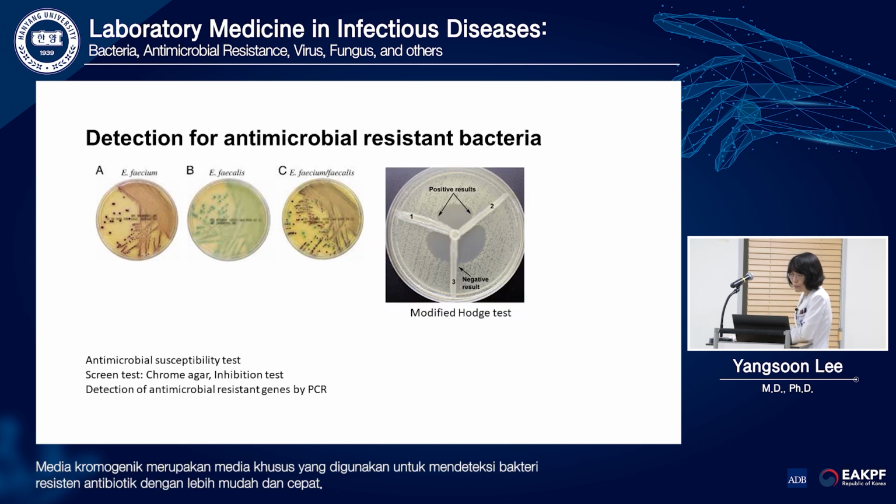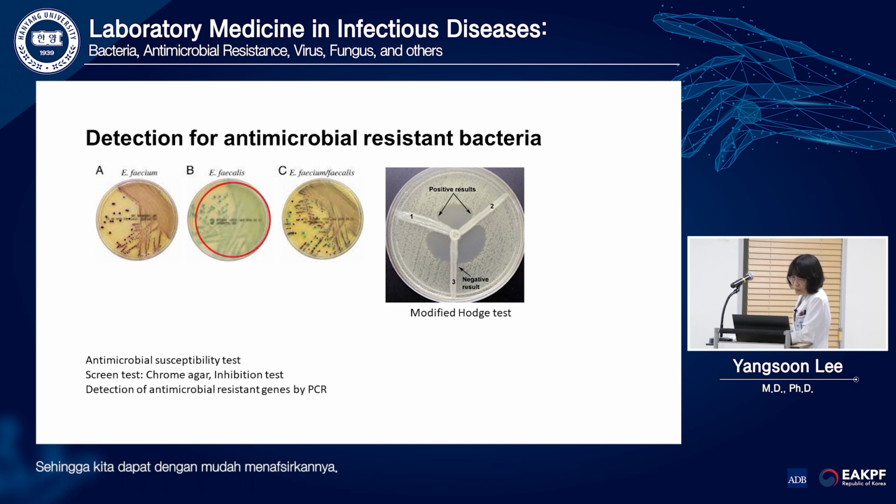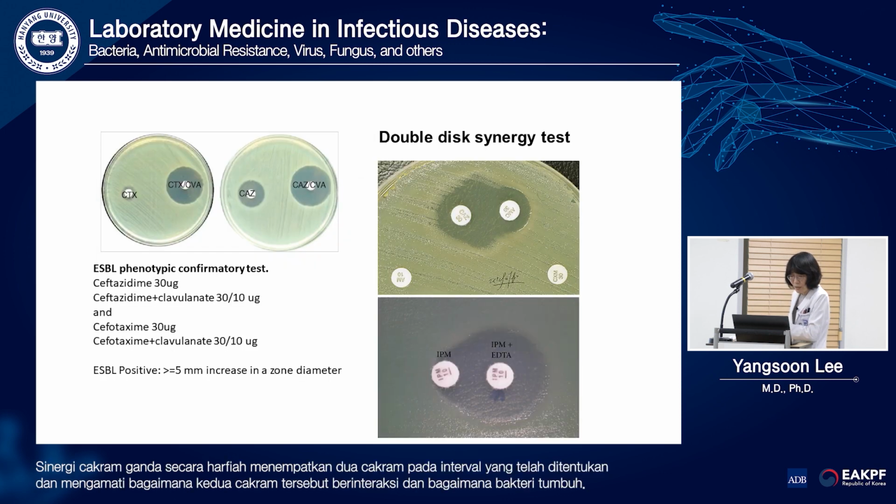A chromogenic medium is a special medium used to detect antibiotic-resistant bacteria more easily and quickly. As shown in the figure, vancomycin-resistant Enterococcus faecium colonies are purple, and the vancomycin-resistant E. faecalis appears green. So we can easily identify and interpret it.